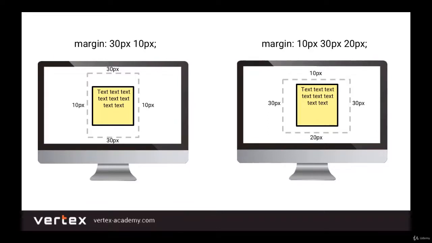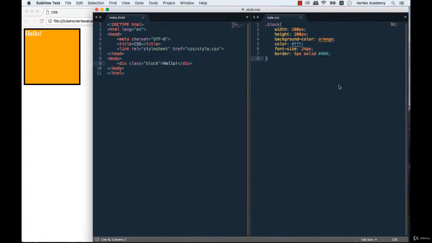Alright, so let's try to do these with some real examples. Here we have a div with class block and with the text hello. Then in CSS we set the width 200 pixels, height 200 pixels, background color orange, and color, then font size, and border of 5 pixels solid. Now let's also add a paragraph with the lorem text.